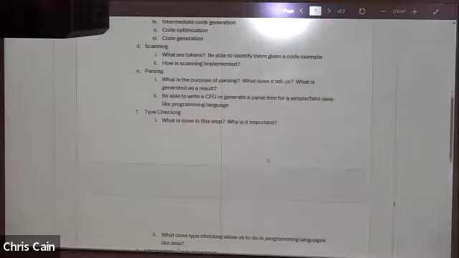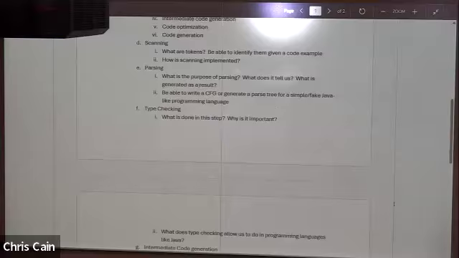So yeah, in more detail, we talked about scanning. What are tokens? Kind of like the homework question, be able to identify them, given a code example. Be able to talk about how scanning is implemented. So it uses a DFA. How does it use a DFA at an intuitive level? Why a DFA? How can you use a DFA to recognize tokens?